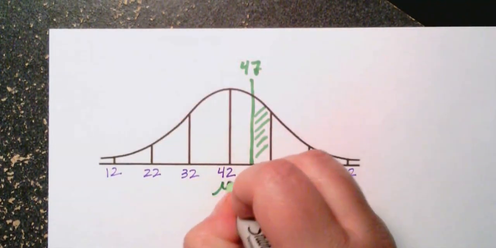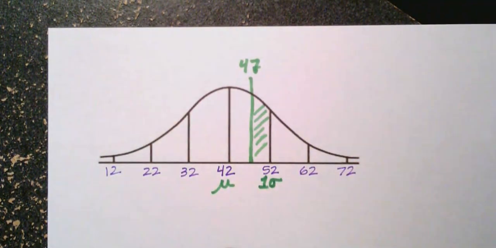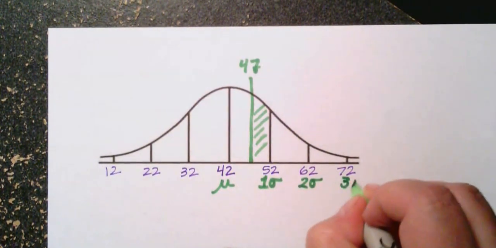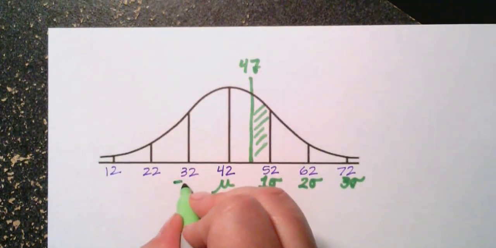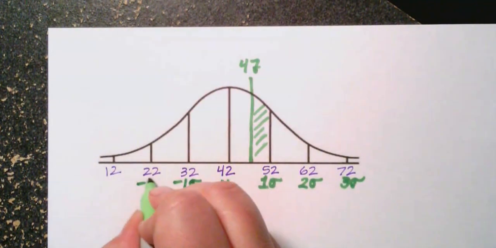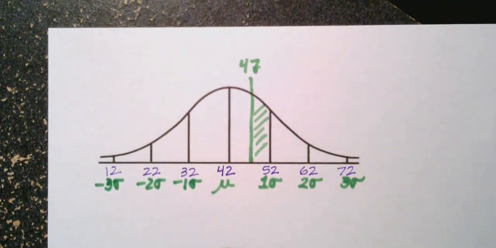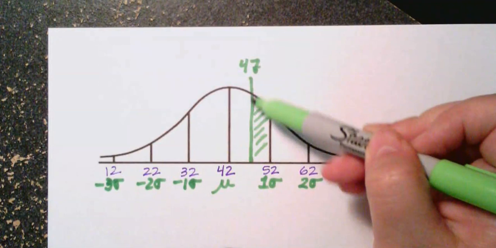Remember that this is my mean, and we call it mu, and that this is 1 standard deviation bigger than the mean, and this is 2 standard deviations bigger than the mean, and this is 3 standard deviations bigger than the mean. So for instance, here I told you that the standard deviation was 10, so this is 42 plus 1 times 10, 42 plus 2 times 10, 42 plus 3 times 10. And so on. And this is 1 standard deviation below the mean, 2 standard deviations below the mean, 3 standard deviations below the mean.